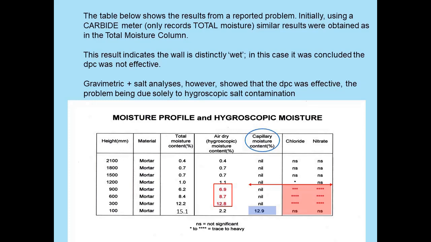But the capillary moisture content, free moisture, water, was only present at 100 millimeters, quite high. At 100 millimeters was the actual height of the damp-proof course, so that would be expected. Above that height, the wall was technically dry. There was no water ingress. The high moisture contents obtained in the total moisture content were indeed hygroscopic moisture. This was due to the presence of the high levels of salts. So in this case, the damp-proof course had worked pretty well. The problem was not any longer a rising damp problem. It was a salt problem. A salt damp problem.